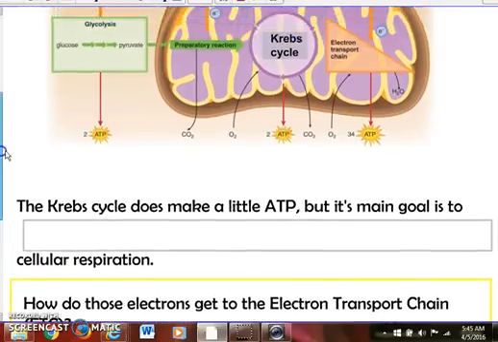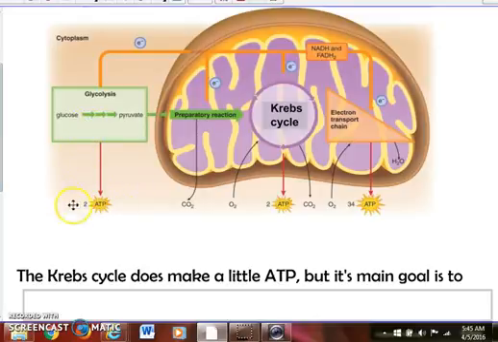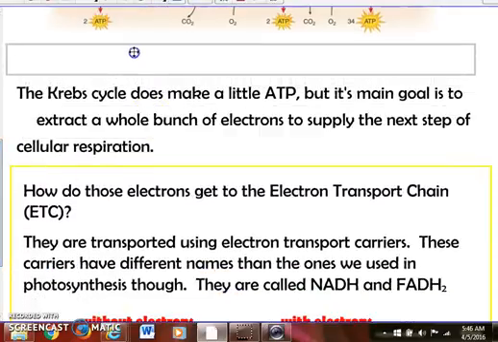Do you see that in the picture? It's showing you all the products. We get a little bit of ATP from glycolysis, but mainly we're breaking the molecule into pyruvate so it can go into the mitochondria. In the Krebs cycle, here we do make a little ATP, but the main goal of the Krebs cycle is to extract a whole bunch of electrons to supply the next step of cellular respiration. Remember those high energy electrons? Okay, we need that energy to build ATP. But remember, they're too high energy. They're kind of like these rogue, scary little electrons, and we need to control them. We need to contain them, or they're going to be very damaging.